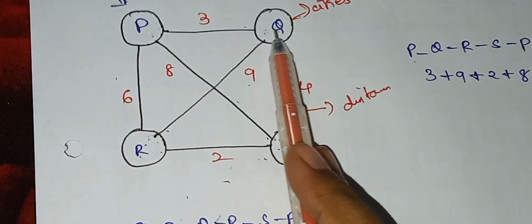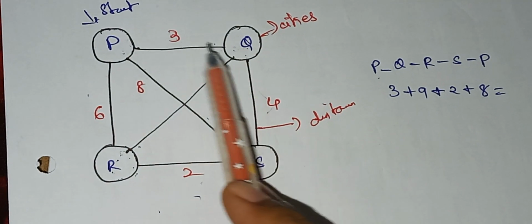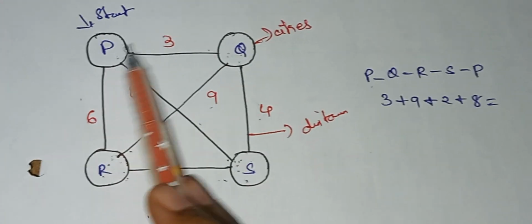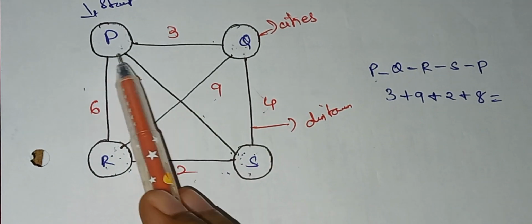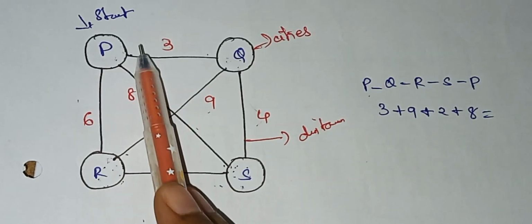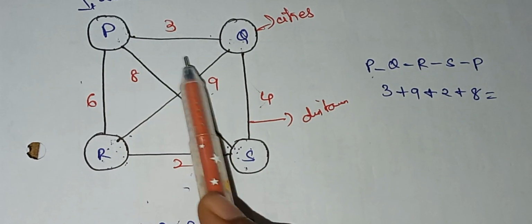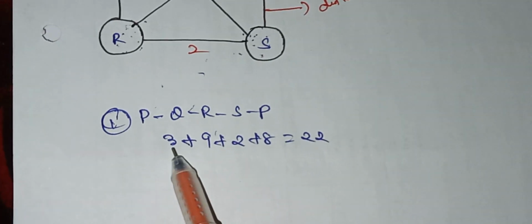P to Q, Q to R, R to S, S to P. See, I am visiting each and every city only once. I am starting at P, I visited Q once, R once, S once, and again I visited P. So I'm returning to the same city. This is how you have to generate all the possible permutations that are present in this graph. So this is the first permutation I got.